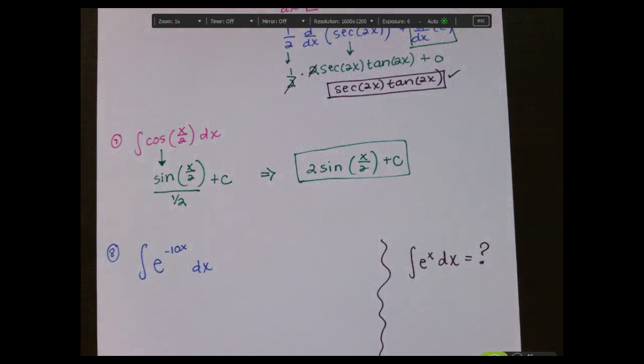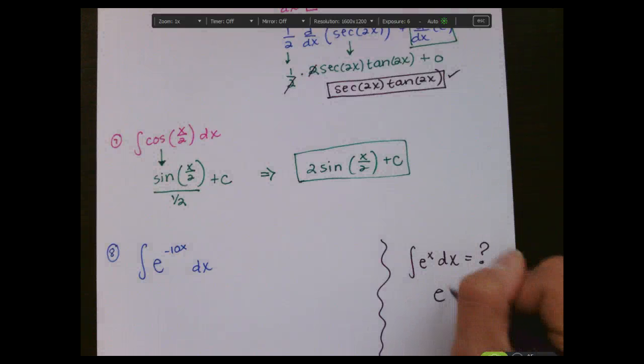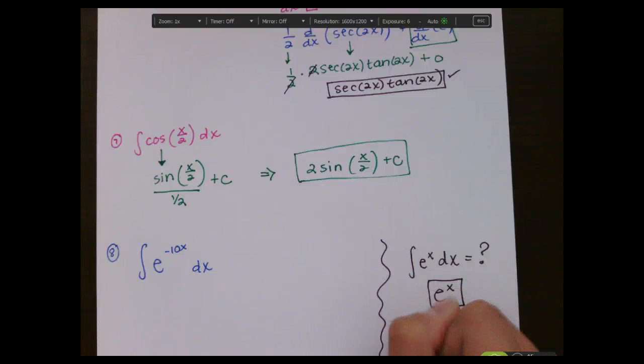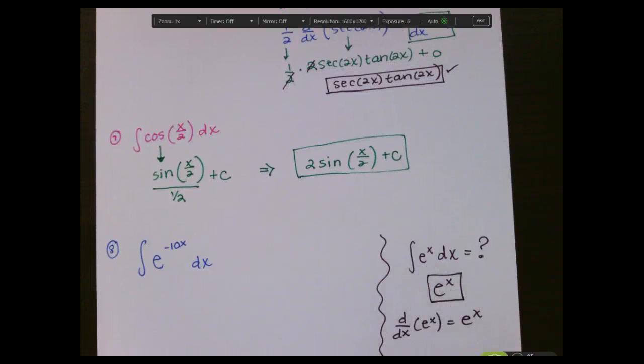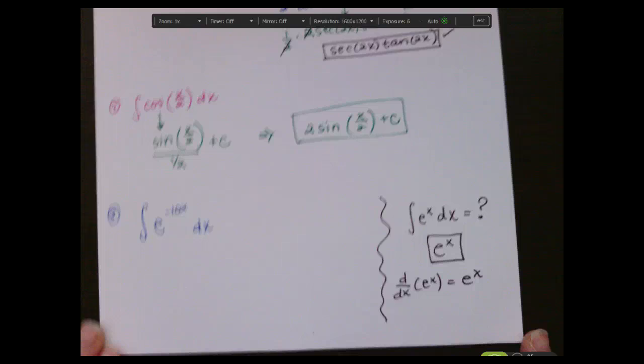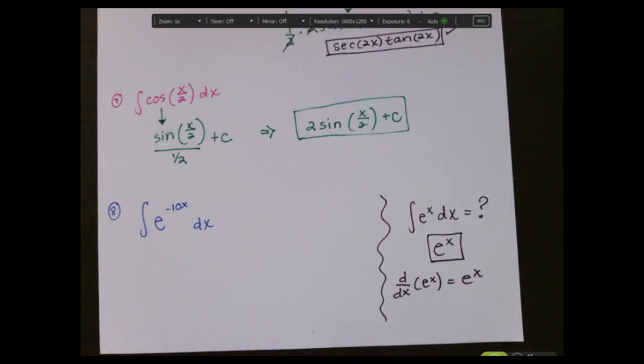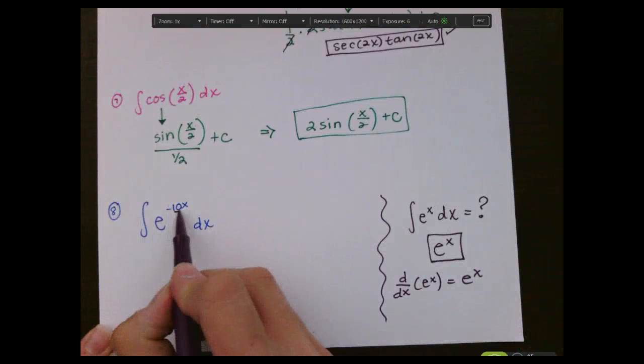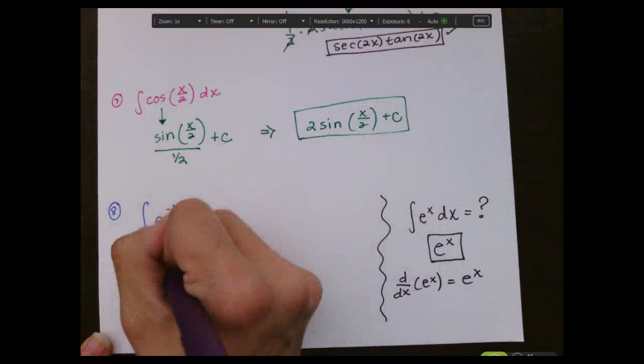But what is the antiderivative of just plain e to the x with no negative 10 constant multiple? And this is the best function ever, because the derivative of e to the x is itself, e to the x. So that means that when we reverse the process, the antiderivative of e to the x is also just itself. So this is a really cool function where the derivative and antiderivative are the same. So now we just have to figure out what do we do with that negative 10x.